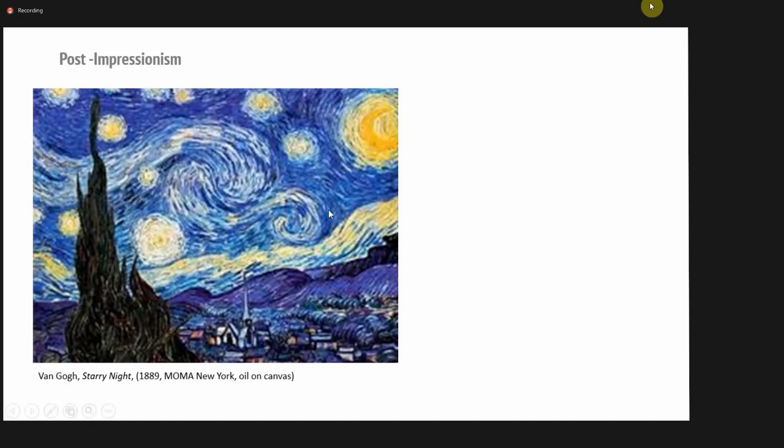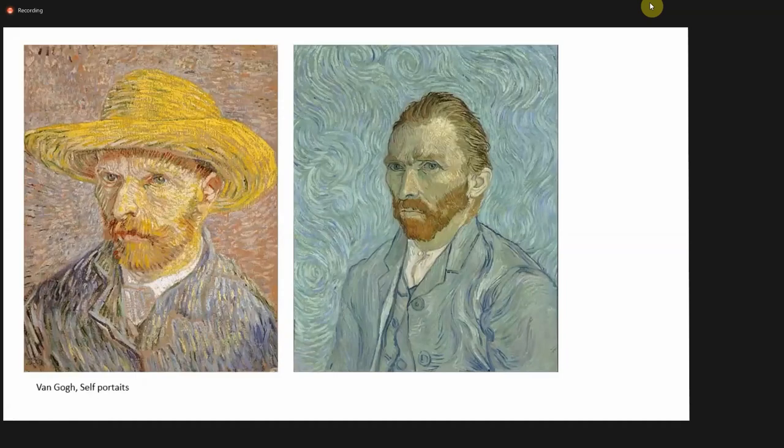I think you can see that with this painting. He has depicted the same scene of the Starry Night, but has added some more of his own ideas into that. This is Post-Impressionism. In this era, several artists, this is Vincent van Gogh, made self-portraits of him. This is a self-portrait with the straw hat, we call it straw hat.